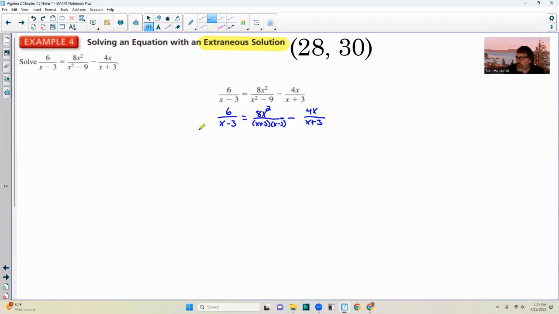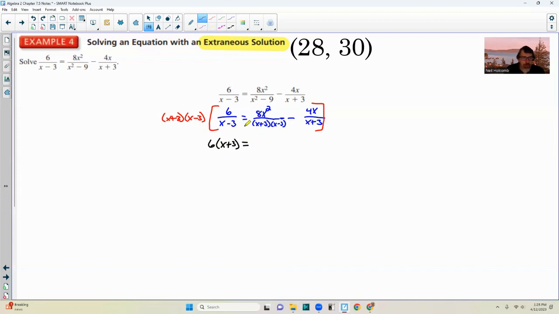So what I can do is multiply everything by both terms. Let me just put a bracket around here. And I'm going to multiply everything by x plus 3 times x minus 3. Obviously this will cancel with this, but I don't want to cancel these out because I'm going to distribute. As you see, this will cancel with that, leaving me with 6 times x plus 3. And I'm not going to distribute yet. I'm just going to leave it like this.